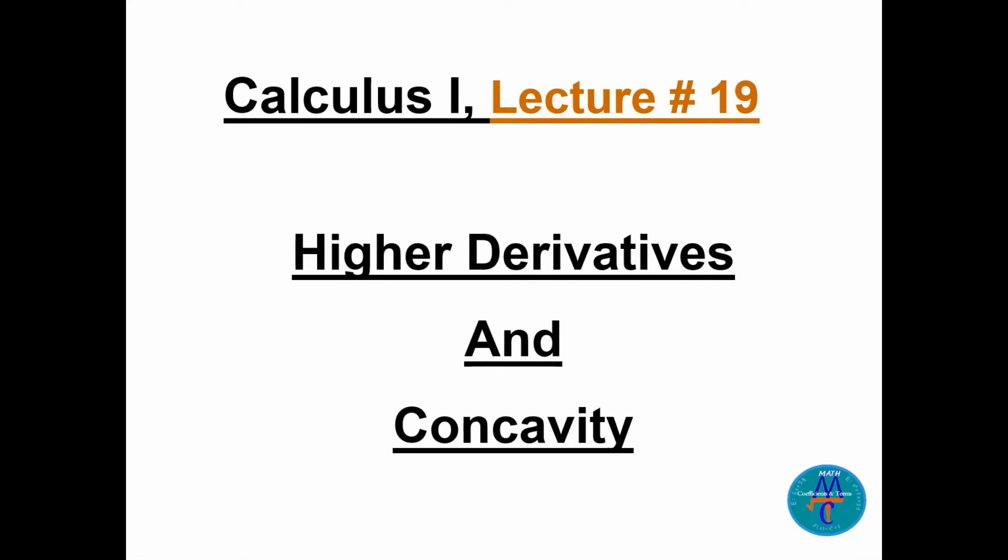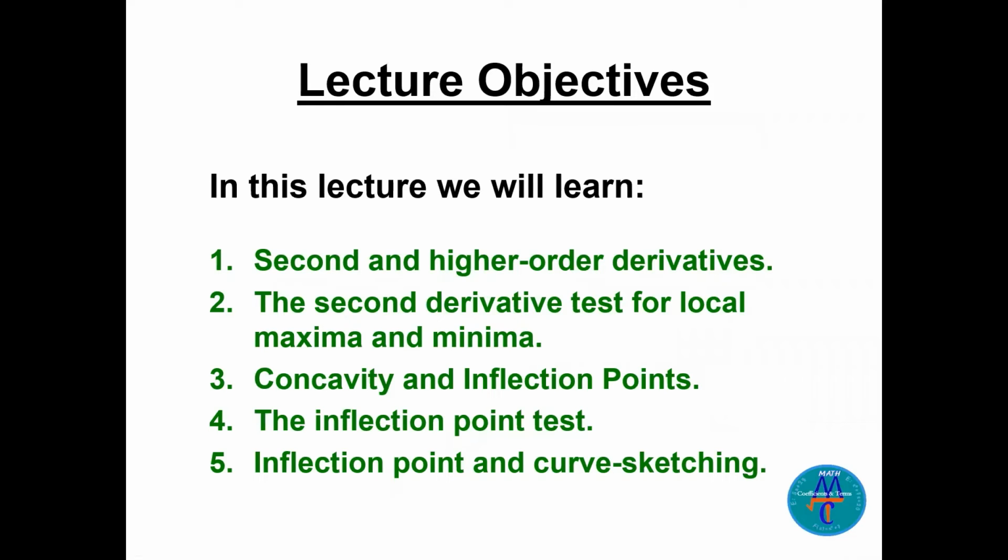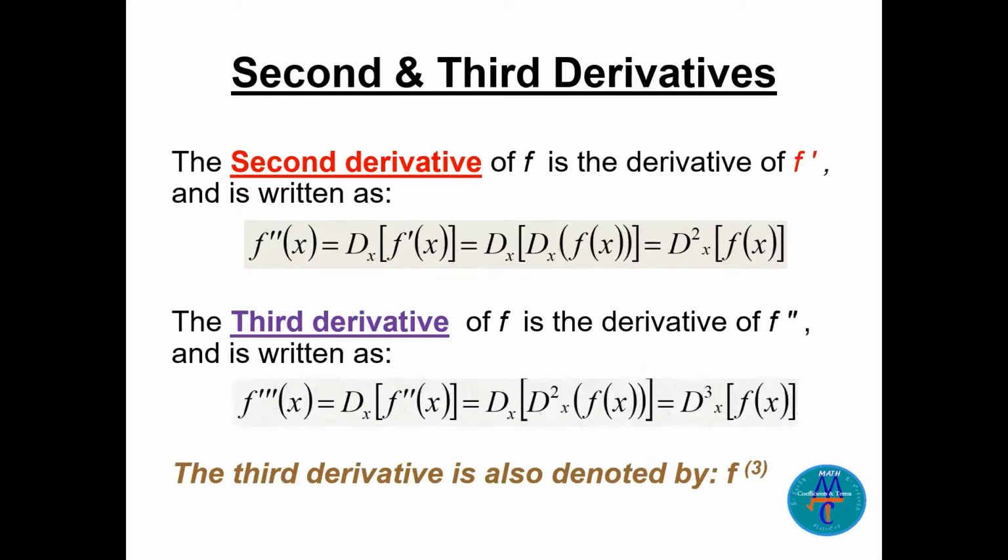This is lecture number 19 of the Calculus 1 lectures, Higher Derivatives and Concavity. In the objectives, we will look at the second, the third, and the fourth, and higher order derivatives, and we will look at the second derivative test for local maxima and minima. We will define concavity and inflection points, and we will see some curve sketching.